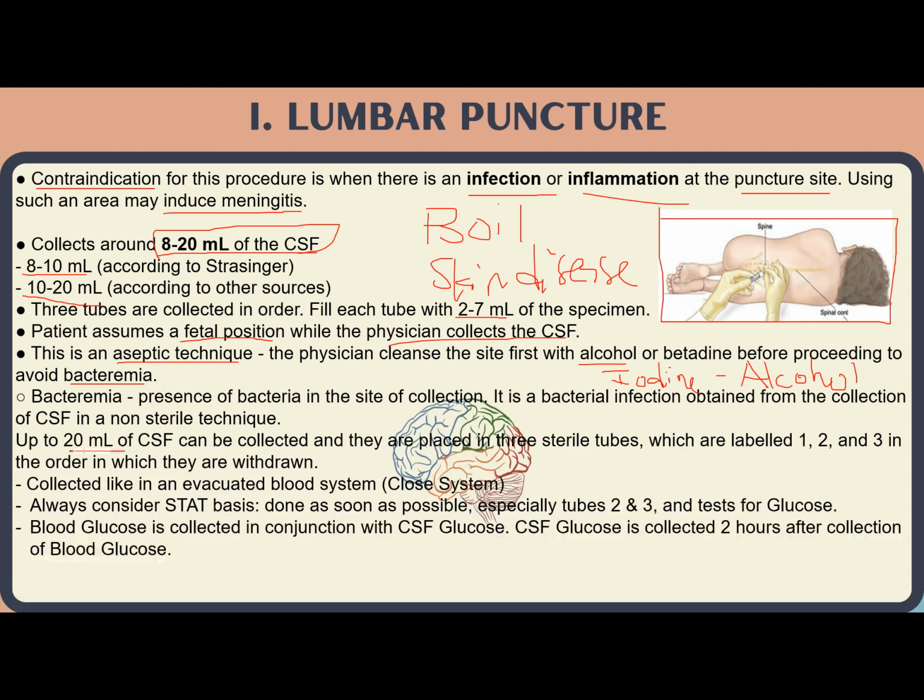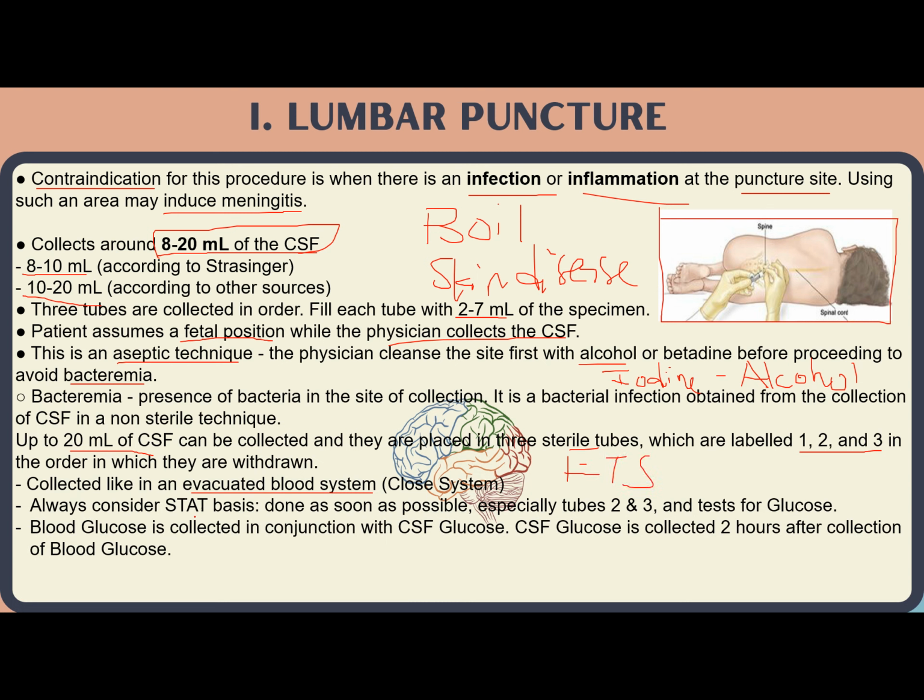Now, up to 20 ml of CSF, class, can be collected and placed in three sterile tubes, which are labeled 1, 2, and 3. So as mentioned earlier, the doctor would collect three tubes. You would label them 1, 2, and 3 in the order in which they are withdrawn. Now, they would be collected, class, like an evacuated blood system or your closed system, your evacuated tube system.